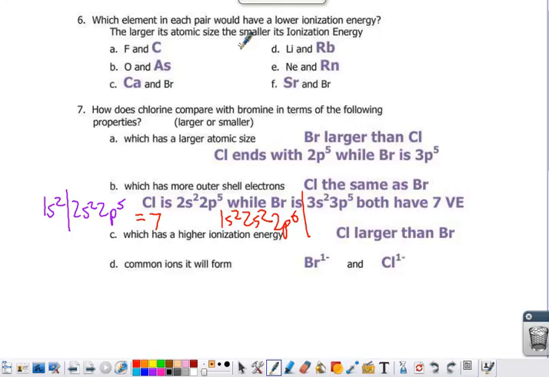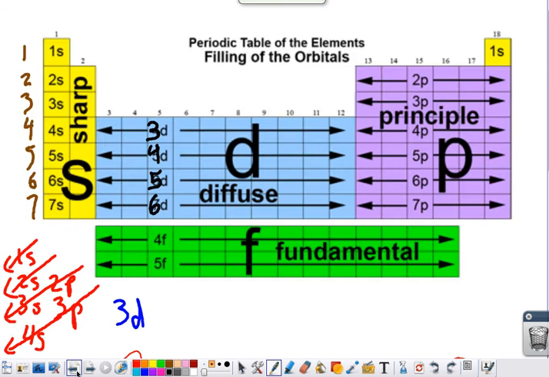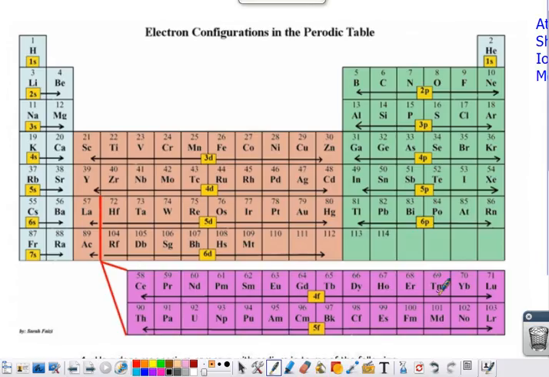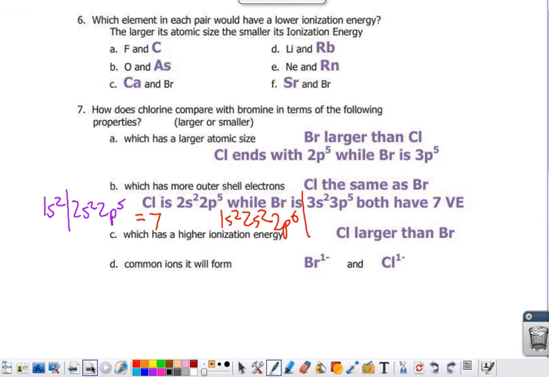How does chlorine compare to bromine in terms of atomic size? Bromine's a lot larger than chlorine. Why would bromine be a lot larger? Well, look at their positions. You got your periodic table out. Bromine has an extra energy level, so it's definitely going to be larger. Chlorine's 2p5, bromine's 3p5. It's a lot larger. Which has more outer shell electrons?